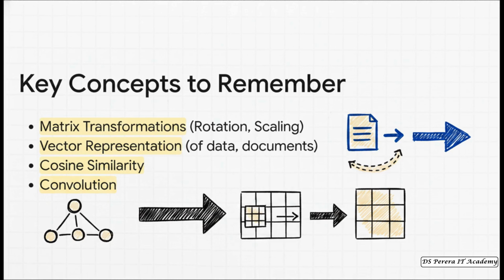Cosine similarity. This is the tool search engines use to measure how similar two things are.